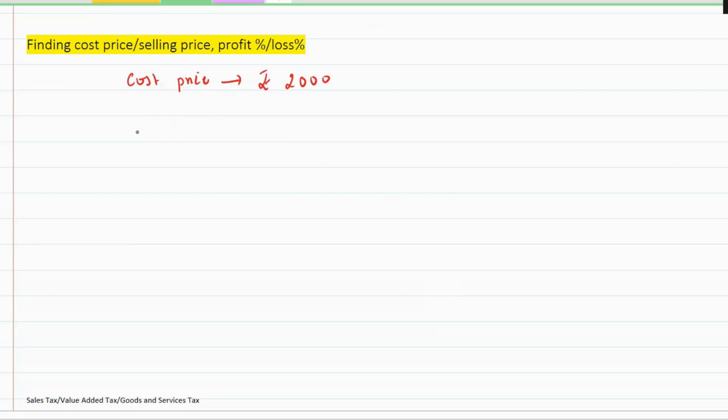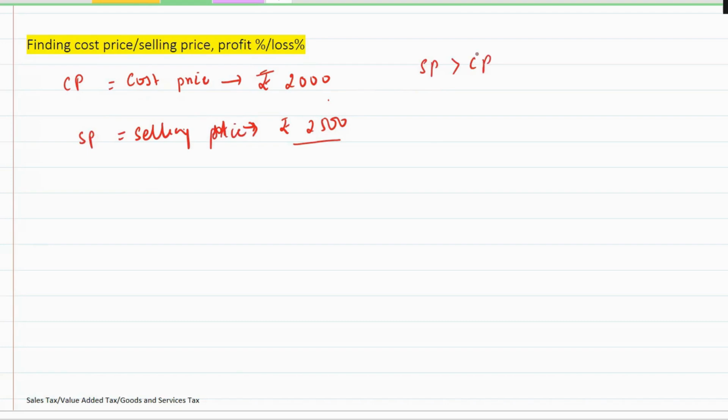And the same person is selling it, for example, for rupees 2500. So cost price is the price at which that person has bought it. Selling price means for how much that person is selling it to someone else. I'll write the short forms: cost price is CP and selling price is SP.